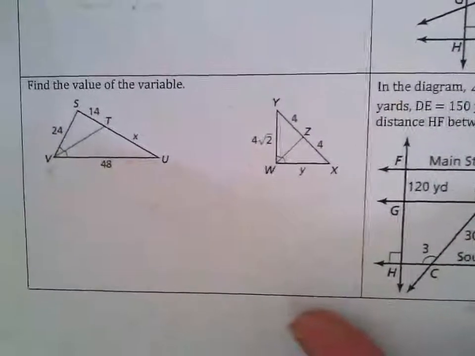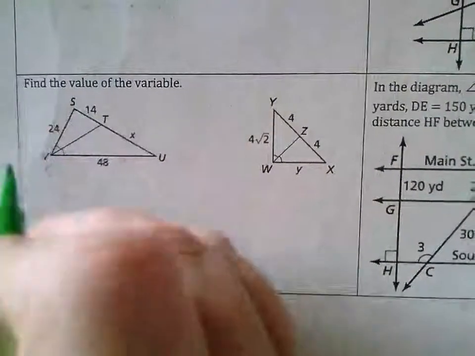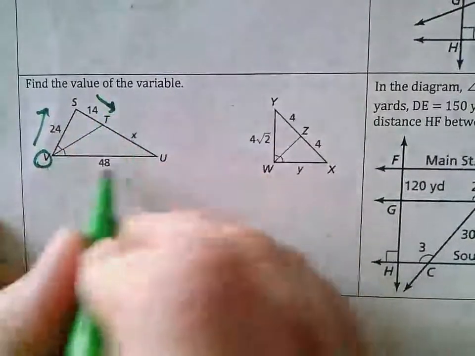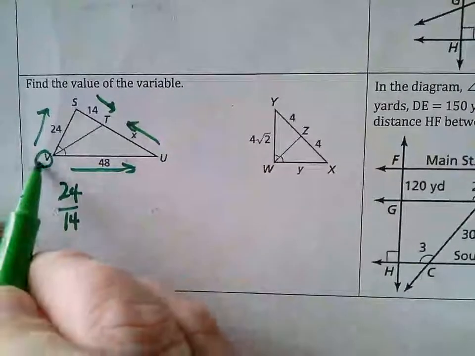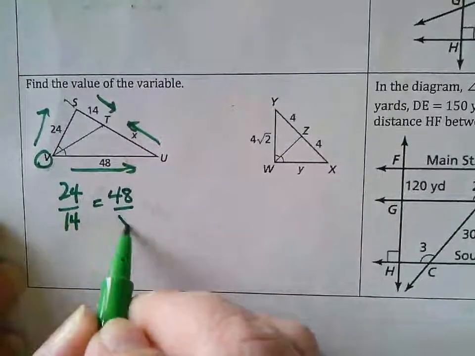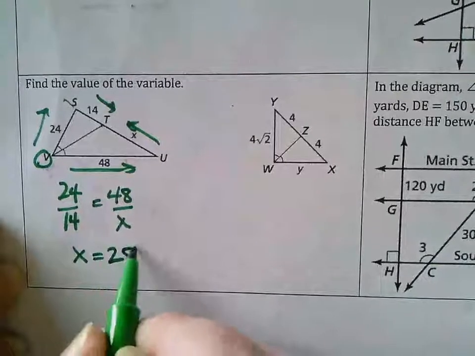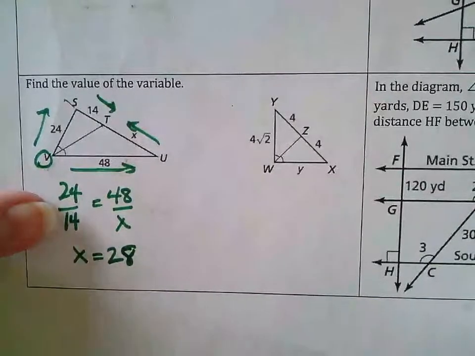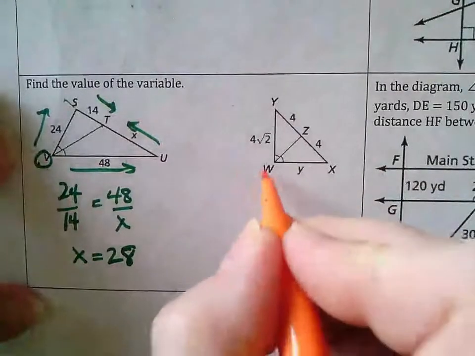All right, 2 more examples. Find the value of the variable. Kind of like what we were already doing. Start with your point. Go in and out, and 24 over 14, starting from here, 24 over 14 is equal to 48 over x. So therefore, x equals 28. If you need more help on how to solve proportions, please let me know because I'm just doing the math, multiply, divide. Okay, on this one, same thing.